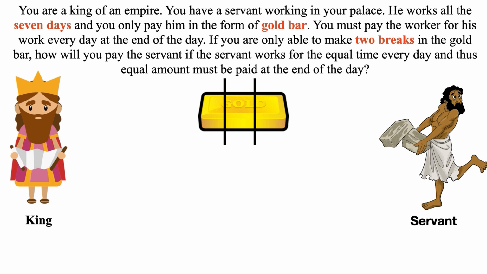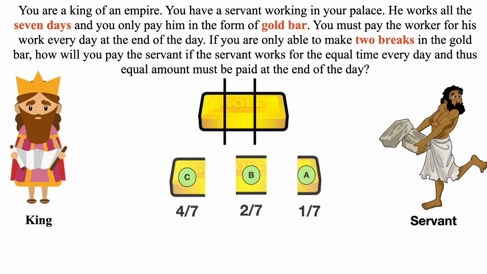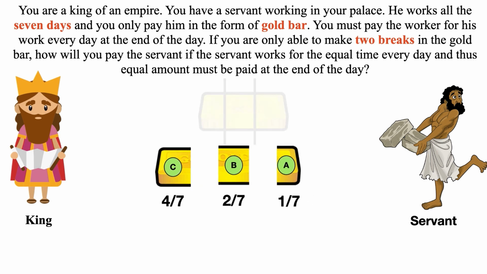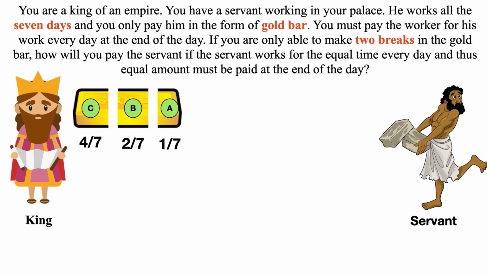Make 2 cuts on the gold bar such that you have the following sizes of bars. Bar A should be 1/7 of the bar, bar B should be 2/7 of the bar, bar C should be 4/7 of the bar. Let's check whether it is going to work.